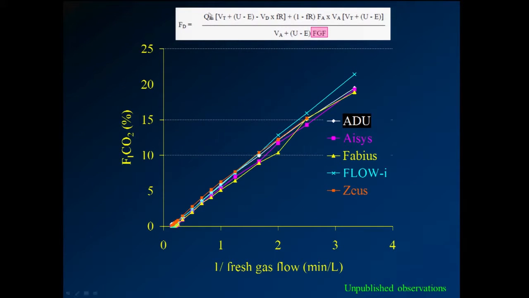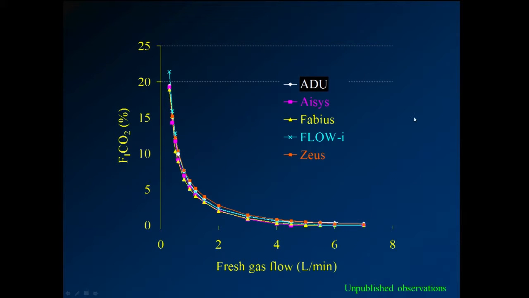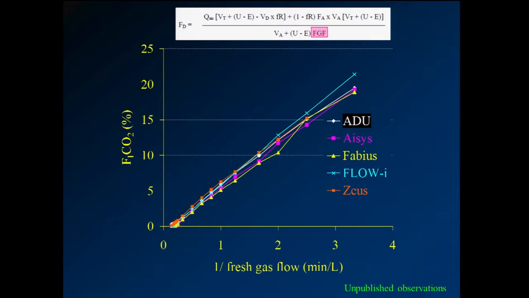And actually, if I plot, instead of FGF here, you can see that the relationship looks like this. And I'm now going to plot the fresh gas flow as 1 over the fresh gas flow, and then you get a straight line.